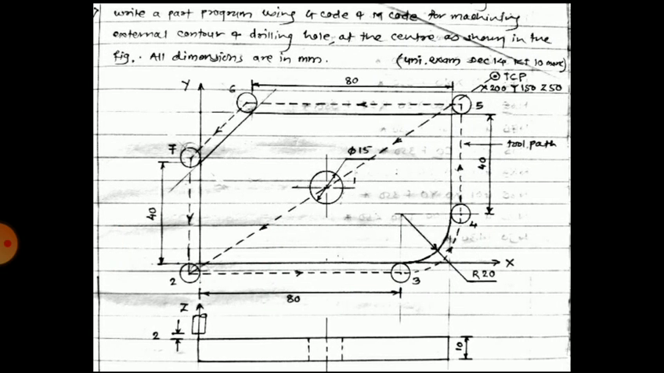Now the next problem: write a part program using G code and M code for machining an external contour and drilling a hole at the center as shown in the figure. All dimensions are given in mm. So you have to machine the external contour of the workpiece and you have to put the hole at the center.